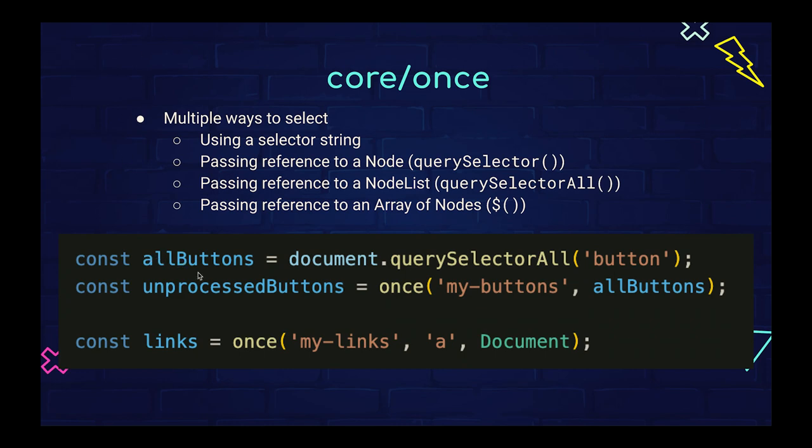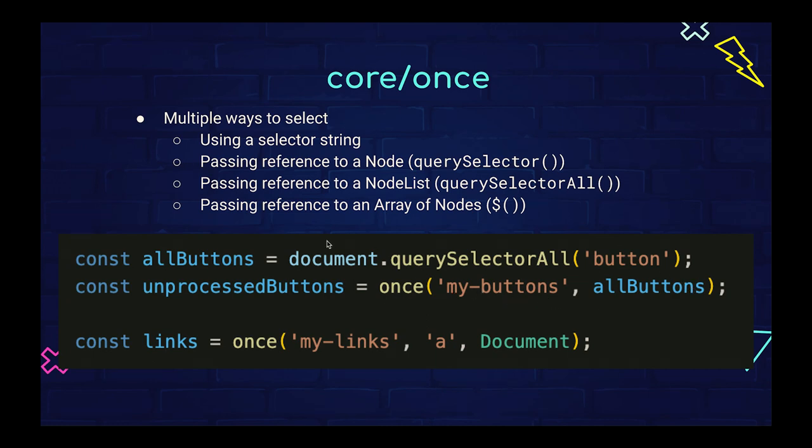So here we have const all buttons is going to equal document.querySelectorAll button. It's going to scan the page for any element that's a button. We're passing to all buttons. Then we'll get our unprocessed buttons, and we'll get that with once. This is the ID, and then all buttons.